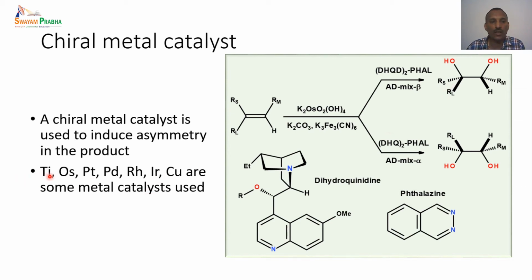Along with that, other metal catalysts that can be used include titanium, platinum, palladium, rhodium, iridium, copper, etc. There are plenty of metals, especially many transition metals, used as the chiral metal catalyst in many reactions.